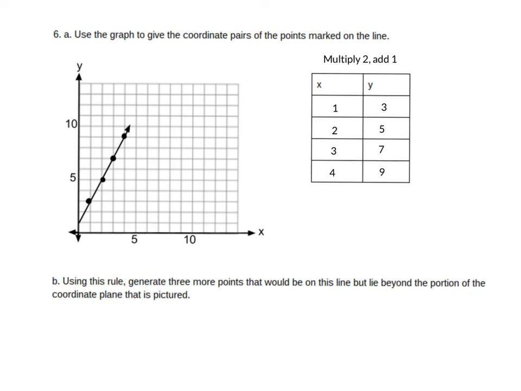So let's use that rule to find 3 more points that would lie on this plane but would be beyond what is pictured. So let's choose a larger number on our x-axis, and then we'll use the rule to find the y. Let's say 15. If we multiply 15 times 2, we'd get 30, plus 1 is 31. So 15, 31. Let's try another. Let's go 16. 16 times 2 is 32, plus 1 is 33. So 16, 33. Let's try 20. 20 times 2 is 40, plus 1 is 41. So these are 3 possible points that could be on this line.